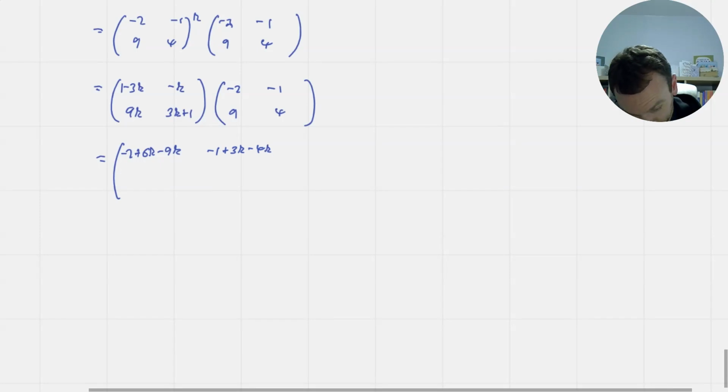If you're not sure about any of these, you need to go away and just do some matrix multiplication to practice. But this should just be fairly comfortable. Matrix multiplication. Bottom left, we're going to get negative 18k plus 27k plus 9. And our bottom right entry is going to be negative 9k plus 12k plus 1.